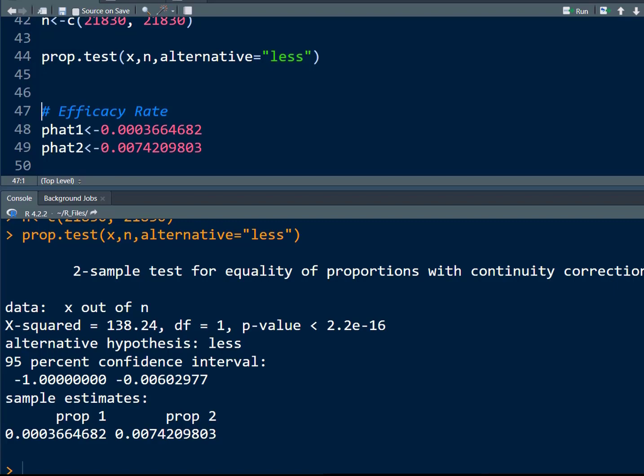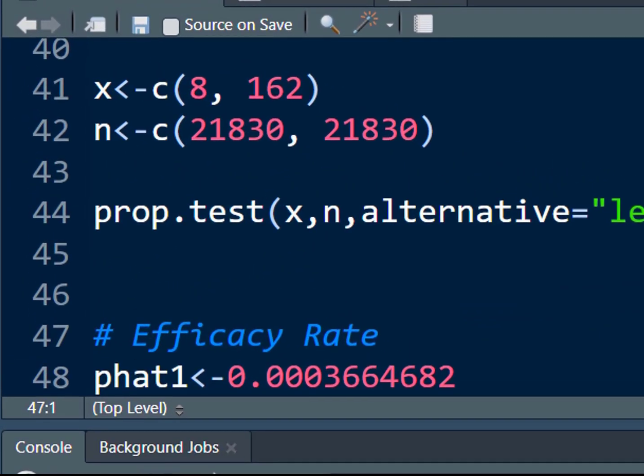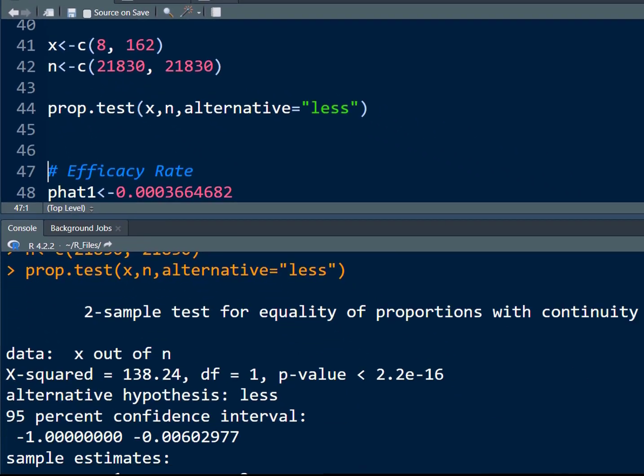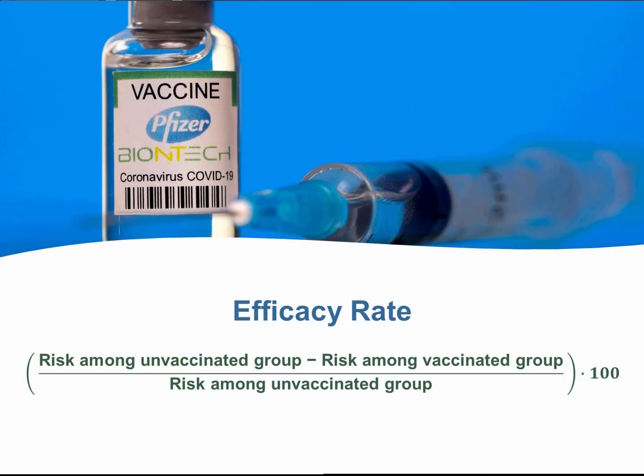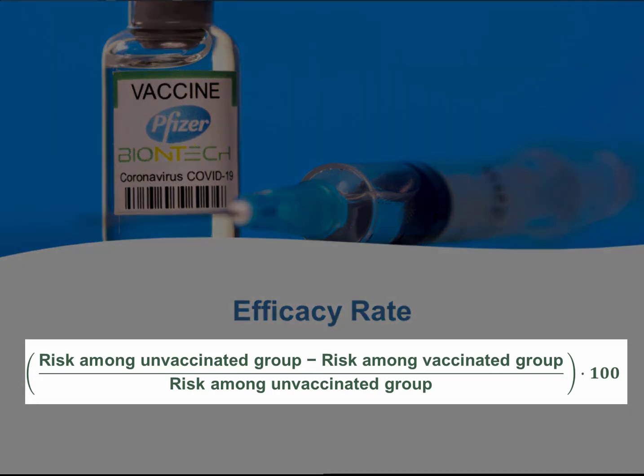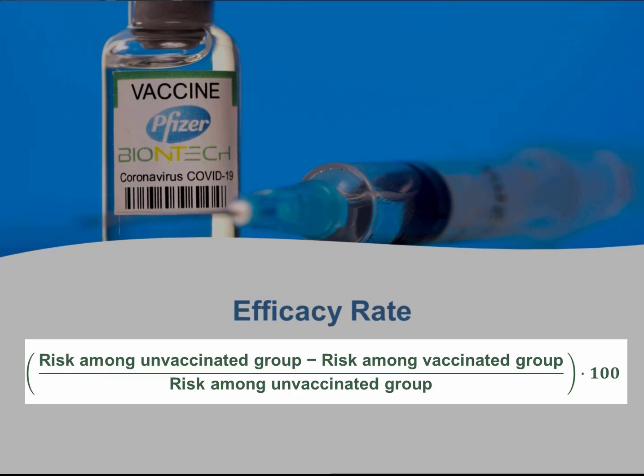Although the assumptions aren't formally satisfied, with only 8 in one category, the large sample size compensates for any issues that this might cause. Also, we often hear about the efficacy rate of vaccines. A vaccine's efficacy rate is defined as the risk among the unvaccinated group minus the risk among the vaccinated group, all divided by the risk among the unvaccinated group. All this times 100.